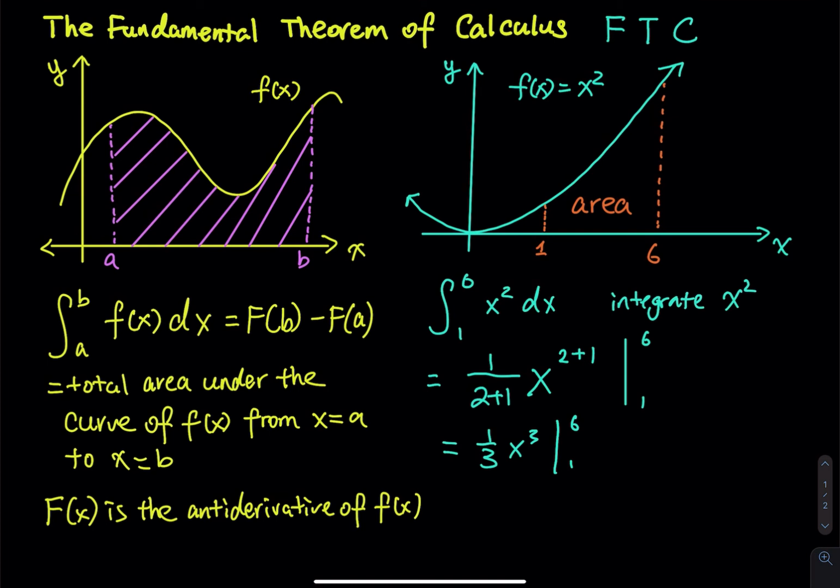This is called a definite integral. We only finished part 1, which is integration. We haven't applied the FTC yet. So let me apply the FTC right now. Simple. So for 1/3, first you have to plug in the upper limit. That is 6 to the third. And then minus 1/3, you plug in the lower limit, 1 to the third.